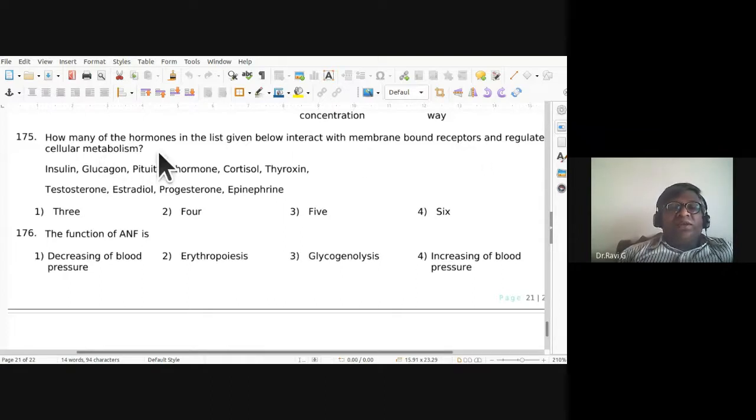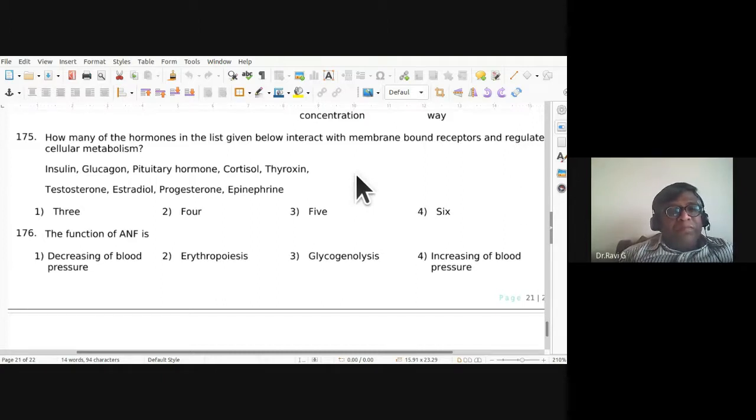175th, how many of the hormones in the list given below interact with membrane bound receptors and regulate cellular metabolism? Okay. So insulin, glucagon, pituitary hormone, cortisol, thyroxine, testosterone, estradiol, progesterone, epinephrine. So totally there are nine of them. So of these, how many of the list given below interact with membrane-bound receptors and regulate the cellular metabolism?